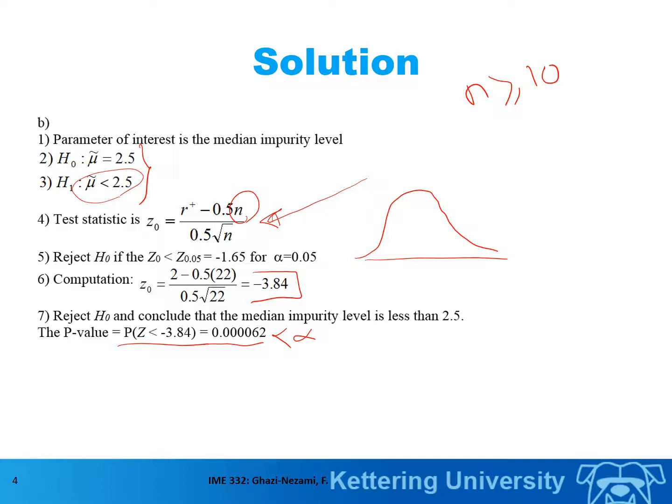If you don't want to use the p-value concept, I have a lower-sided test, and I have to compare it with negative z alpha. Alpha is equal to 5%, so this value is negative 1.645, and anything below that will be your rejection region. The value of your test statistic is negative 3.84, which is somewhere around here, and obviously again it leads to the rejection of your H-null. So the conclusion will be the same as what you got in part A, and that will be rejection of H-null, and conclude that the median impurity level is less than 2.5.